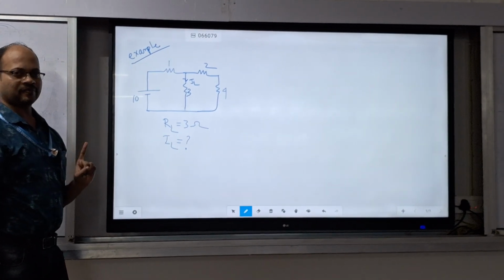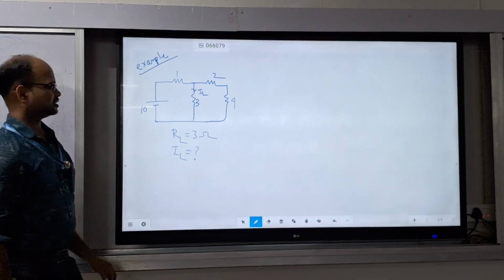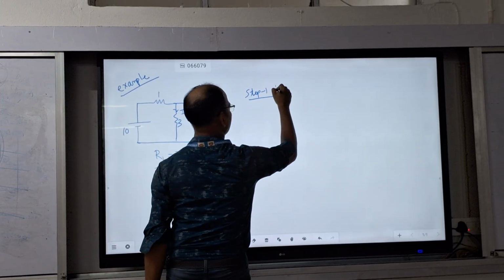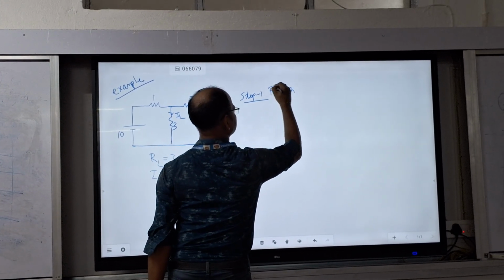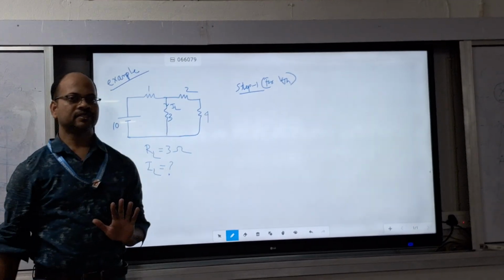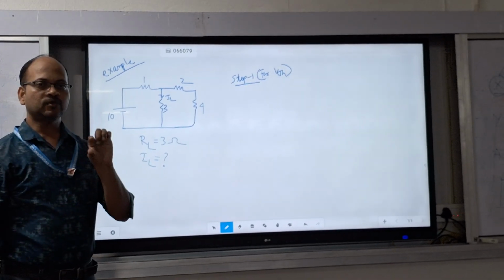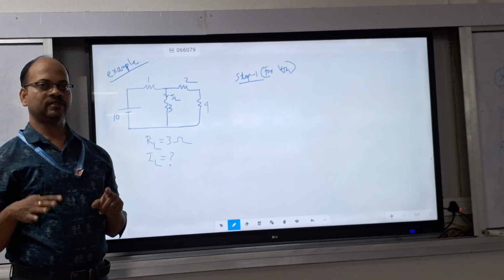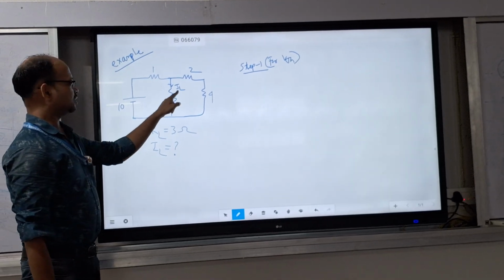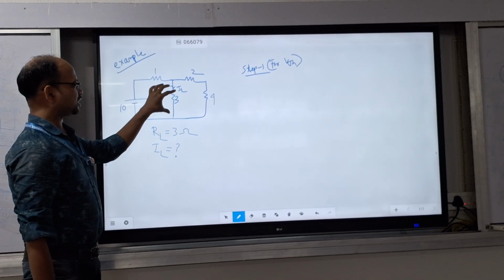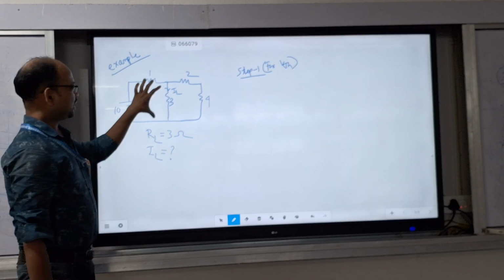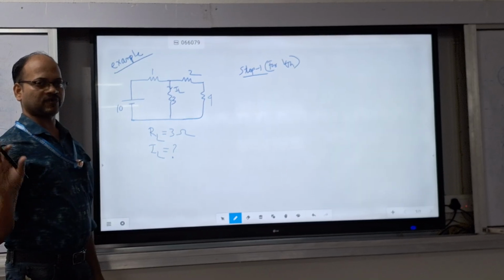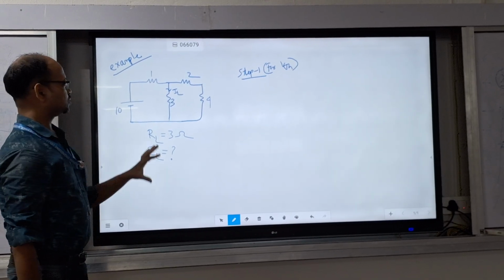So what is the first step? The first step is to find VTH. So step 1 is for VTH. What is the procedure? First you have to remove the load resistor, that means open circuit the load resistor, and find the voltage between those terminals. So in the main circuit you open the load resistor RL, and across that you find VTH, that means VTH or VOC, the open circuit voltage. That is the procedure to calculate VTH.